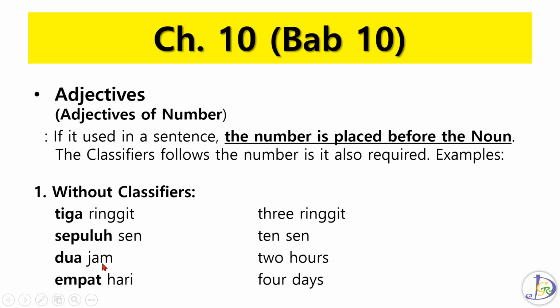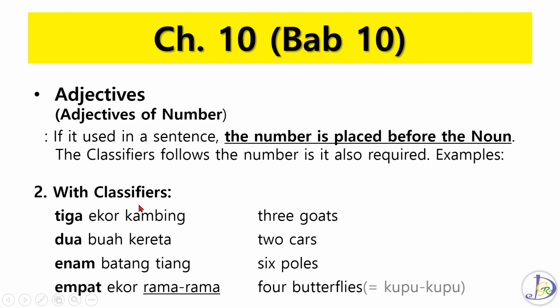Jam, in the previous lesson, means clock or watch, but jam also means hours. 4 hari, 4 days. With classifier, 3 ekor kambing, 3 goats. 2 buah kereta, 2 cars. 6 batang tiang, 6 poles. 4 ekor rama-rama, 4 butterflies.